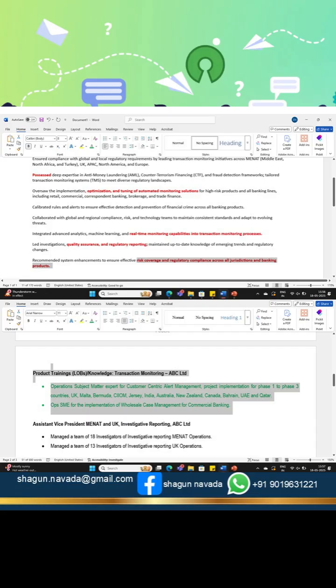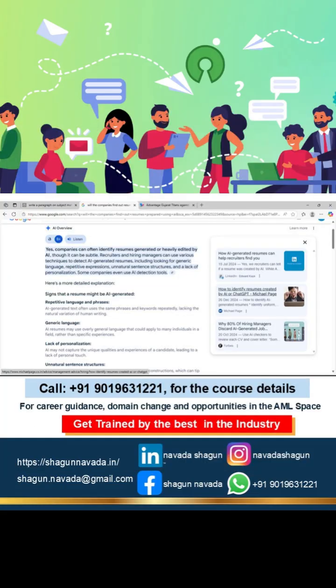Now you might be thinking, okay, that's fine if the AI tool is writing something extra. How would the recruiter even know that you have used the AI tool? So what I've done is I've asked Google whether there is any way recruiters will be able to find out whether a resume is made using AI or not. Here's the answer, pretty interesting. It says yes, companies can often identify resumes generated or heavily edited by AI. Though it can be subtle, recruiters or hiring managers can use various techniques to detect AI-generated resumes.